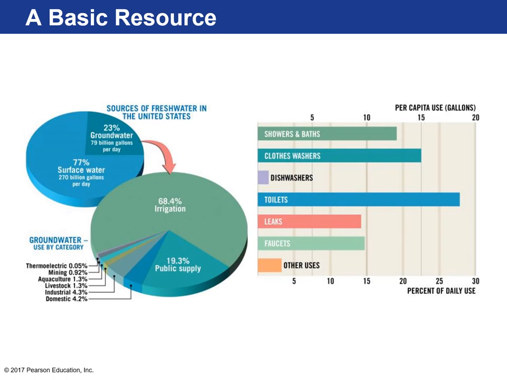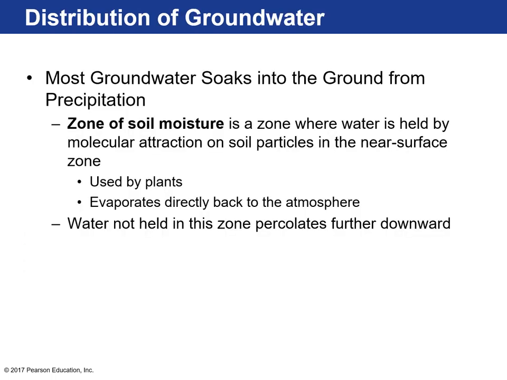Okay, you can see that here, of our sources of fresh water in the United States that are used. This portion here of groundwater, almost the majority of it is used for irrigation for farms. Over here, then, this is the public supply. So water, yeah, basic resource.